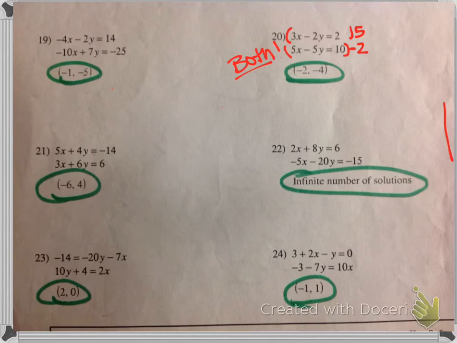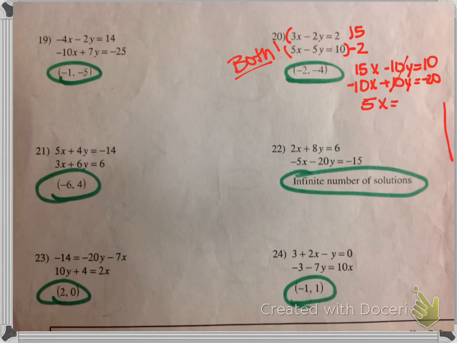Now, again, notice that they're both the same signs. The 2 and the 5 are both negative, so I need to make one of the things that I multiply by negative, and I chose the 2. So 15x minus 30y equals 30. Or 30, I'm sorry, 10y equals 10. There we go. And then 5x equals negative 10.